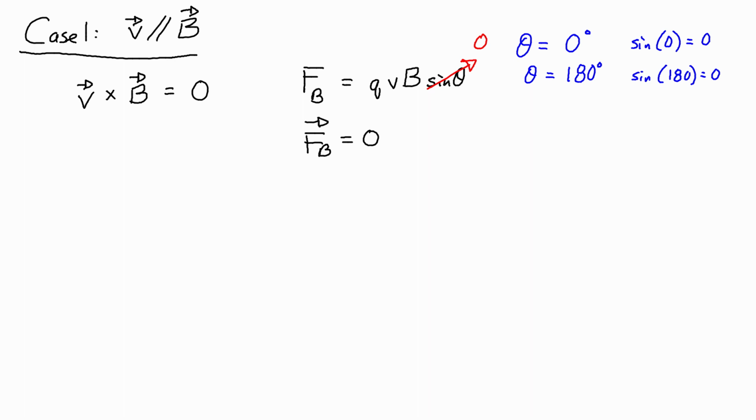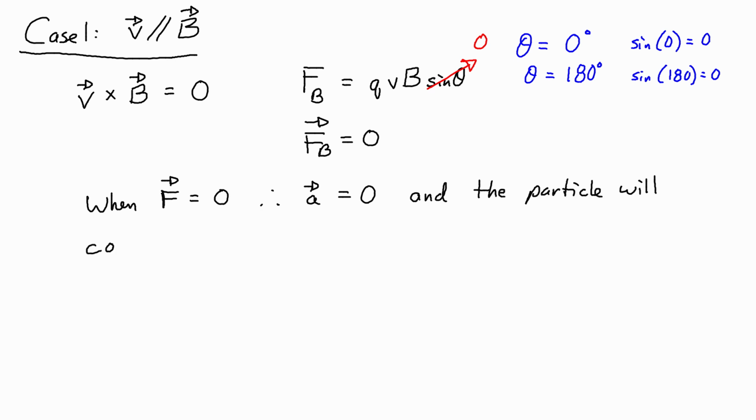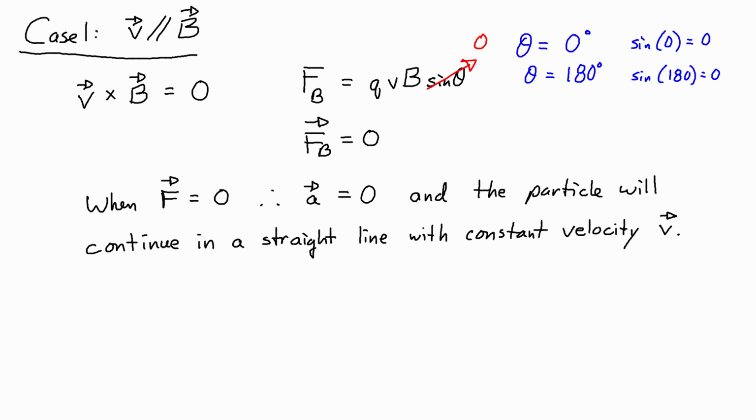And then I can write that as a vector because it has 0 magnitude, and it doesn't matter what the direction is. The direction is meaningless when you have a vector of 0 magnitude. So this is kind of boring. What this means, in terms of the motion, is that when you have no force acting on something, it comes back down to Newton's first law. The particle will just continue in a straight line with constant velocity.